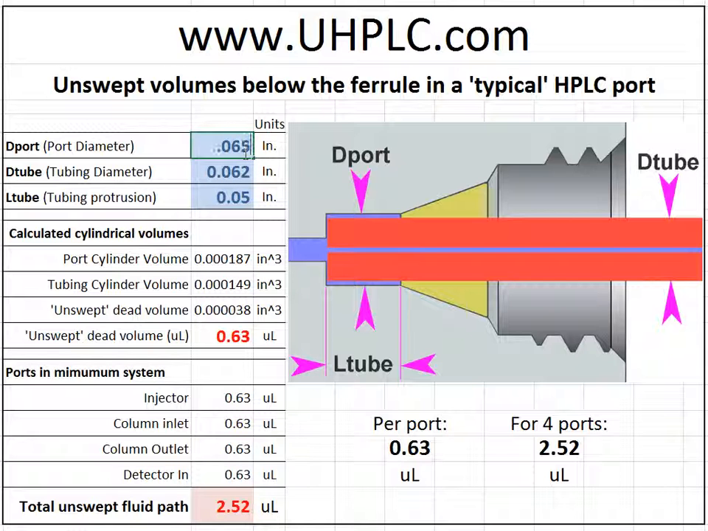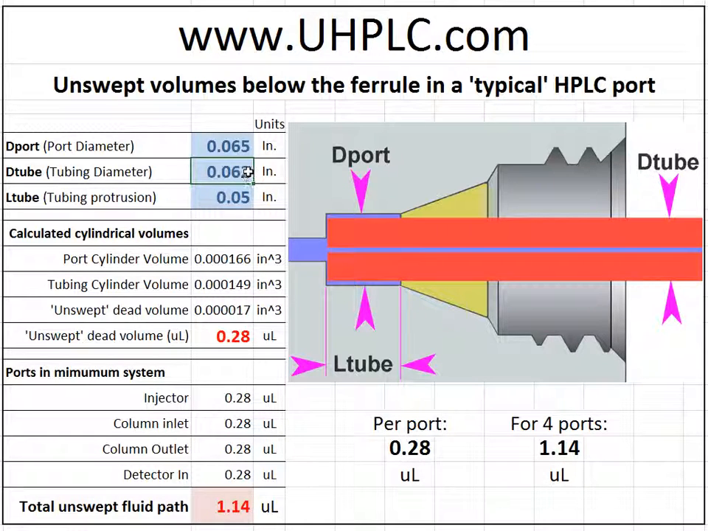But we can see that vary quite a bit, and it's not uncommon at all for it to be 0.067, as has been determined by measuring various ports on columns and injector valves and detectors using pin gauges. The diameter of the tube is nominally 0.0625 inches, which is 1/16 of an inch.